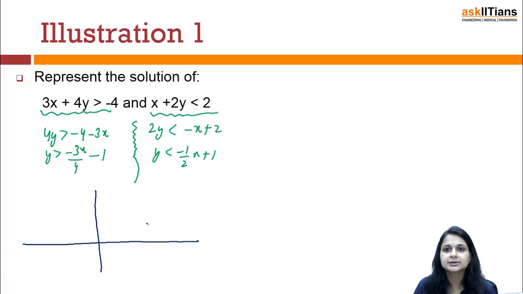So here is my x and y axis. Now the first one has slope minus 3 by 4 and intercept is minus 1. This intercept is minus 1 and slope is minus 3 by 4. So it will be a line like this. I've drawn it in dotted form because the equality sign is also not there. So it is simply y greater than.